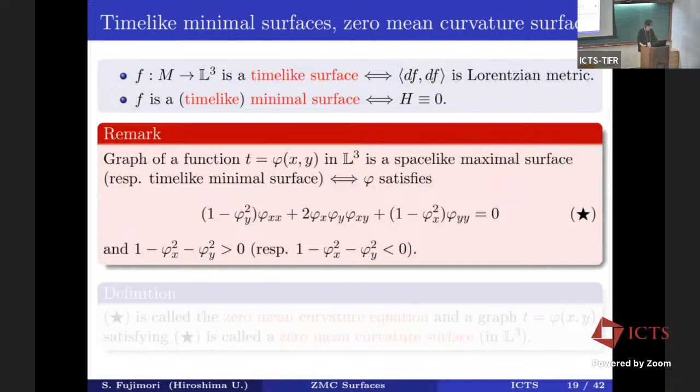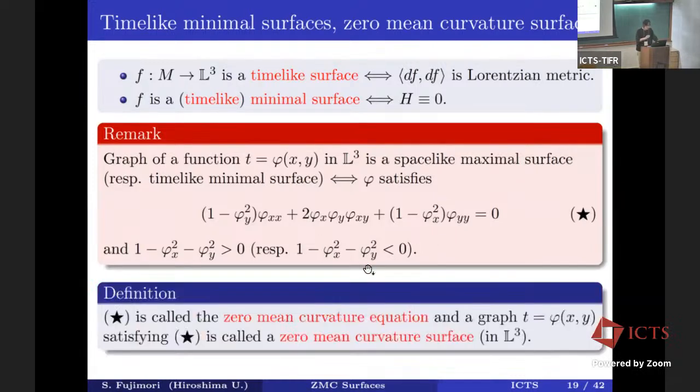The graph of a function t equals phi of x and y in L3 is a space-like maximal surface if and only if phi satisfies this equation with this inequality. And the graph is a time-like minimal surface if phi satisfies the same equation with this inequality. Thus we call this equation the zero mean curvature equation. A graph satisfying this equation without the inequality is called a zero mean curvature surface in L3.